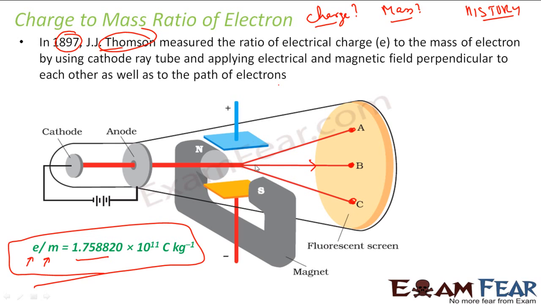Hope you understand what he did. Initially the electron went and struck at B. He applied the electric field, it went to A. Then the electric field is gone, and he applied the magnetic field only. The electrons hit at C. Then he applied both electric field and magnetic field. You see, this is the electric field and this is the magnetic field. He applied both and balanced them in such a way that both cancel each other and the electron hit the point B. And then with that calculation he found the e/m ratio.